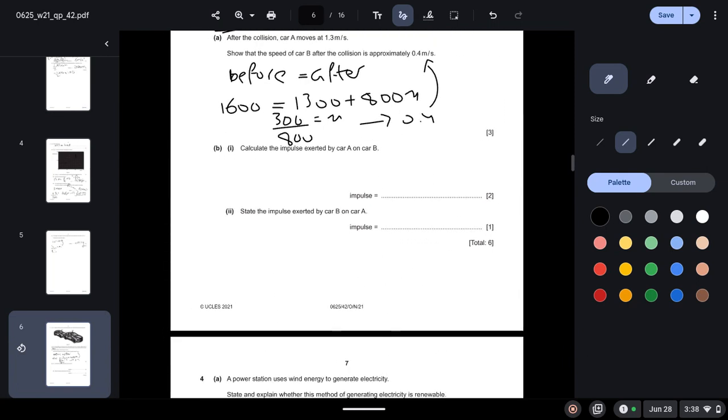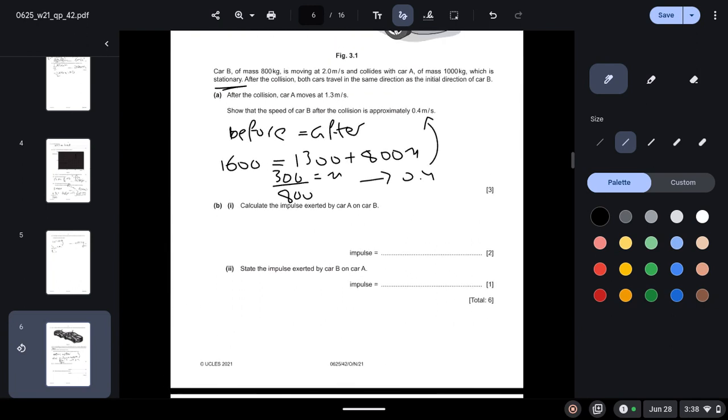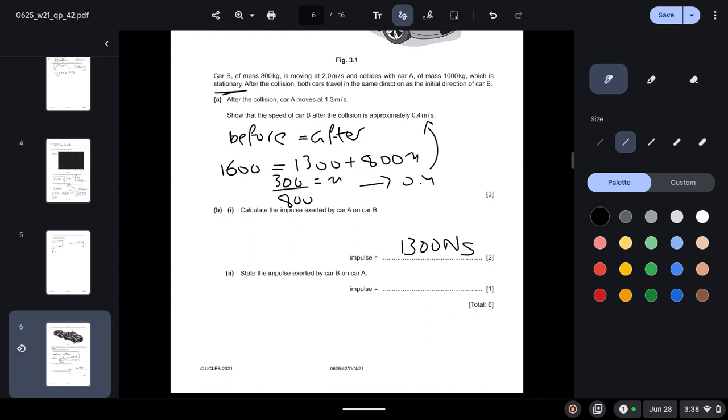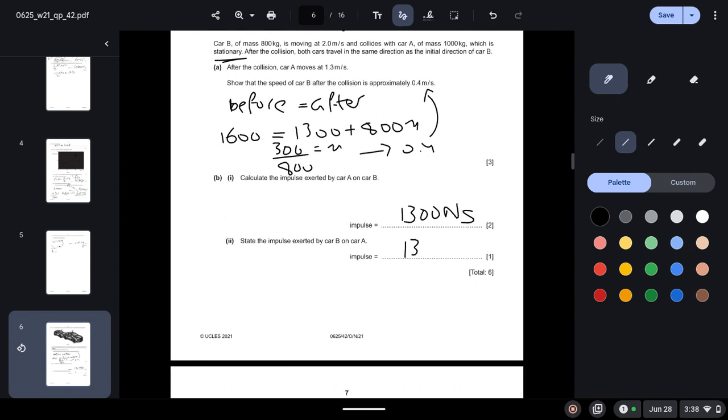Calculate the impulse exerted by car A on car B. So the impulse is basically the change in momentum, and the change in momentum which is exerted by car A on car B is 1300 Newton seconds. State the impulse exerted by car B on car A. So we know that every action has an opposite and equal reaction, so it would be the same for car B as well.